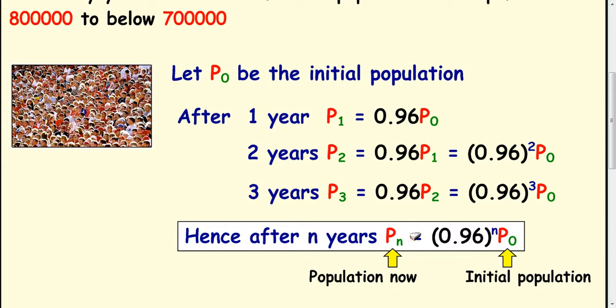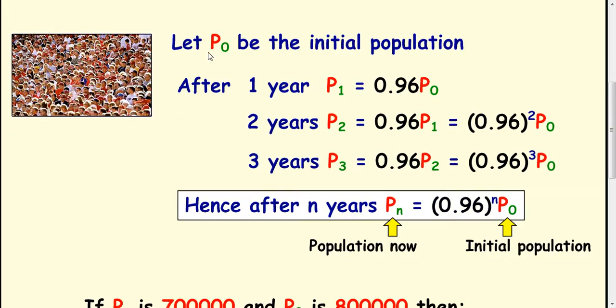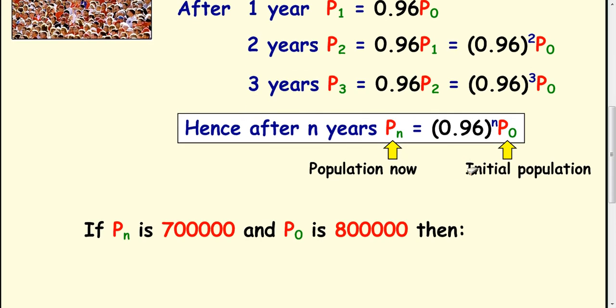So here's the changed part. We have to work out how many years it will take for the population to drop from 800,000 to below 700,000. So the initial population is going to be 800,000. So what we can do there is substitute it in. And the population now is going to be 700,000. Again, we can substitute that in up here.